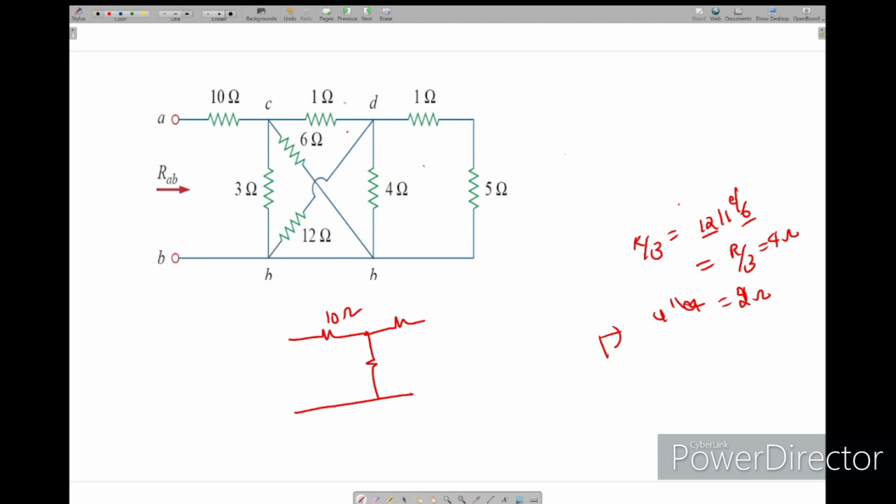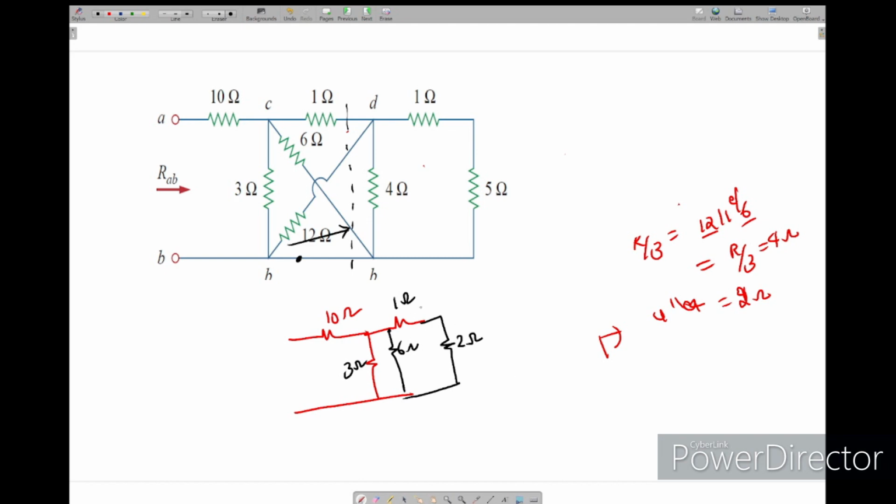Up to here we solve the network. So 10 ohm, this is 3 ohm, this is 1 ohm. Here we have one 6 ohm resistor. What we got finally is 2 ohms. Up to here we have solved the network. The 6 ohms I have taken here, 12 ohms I have taken this side.